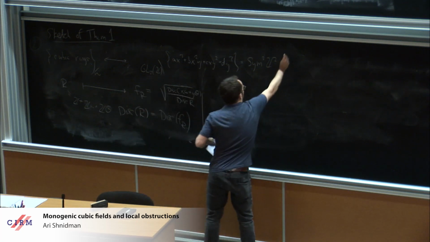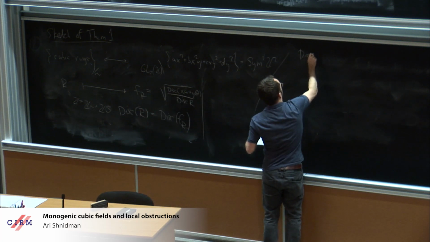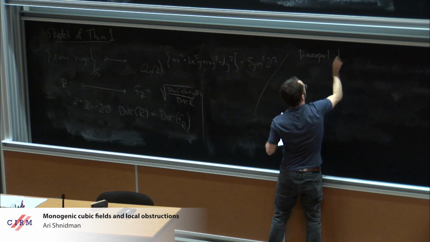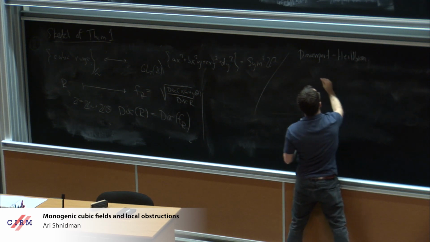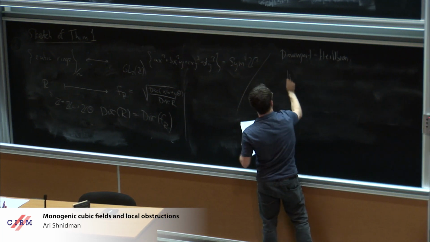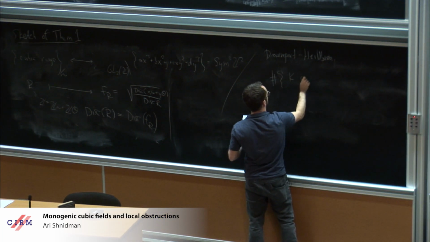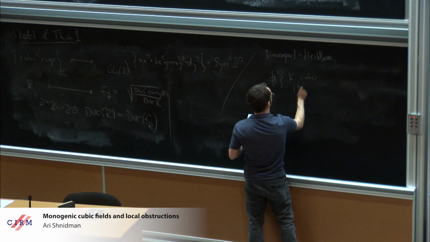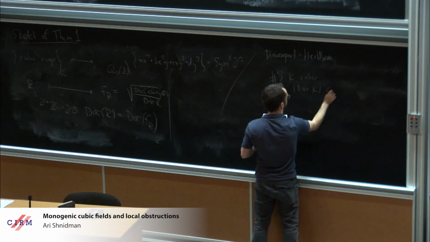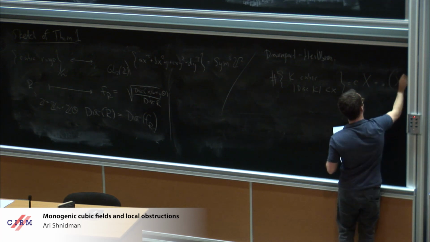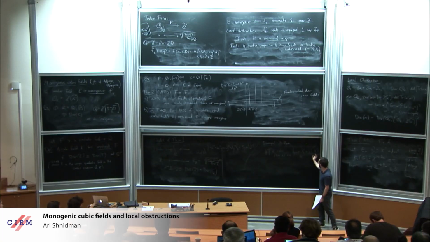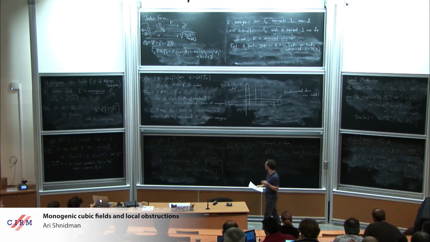So Davenport and Heilbronn showed that the number of cubic fields of bounded discriminant is some explicit constant times x plus some little o of x term. They get some error term, and this constant is a zeta value, roughly 1 over zeta of 3, an explicit constant.